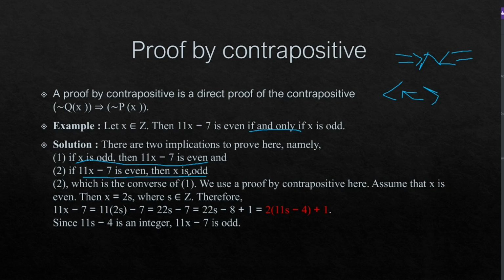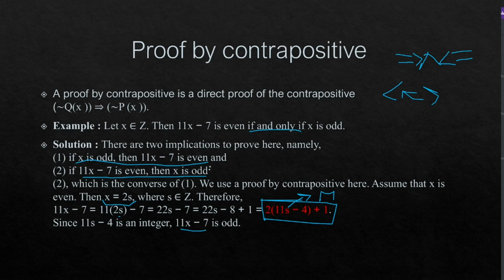Assume that x is even. Then we can depict x to be 2s, where s is an integer. Therefore, 11x minus 7 is 11 times 2s minus 7. We do the simple arithmetic, get to this. This is the formulae of an odd number, since we can also depict this as something, for example a big M. And this will result in us finding that 11x minus 7 is odd.